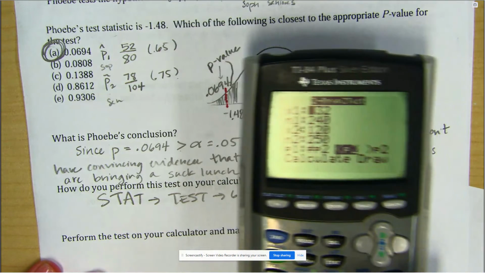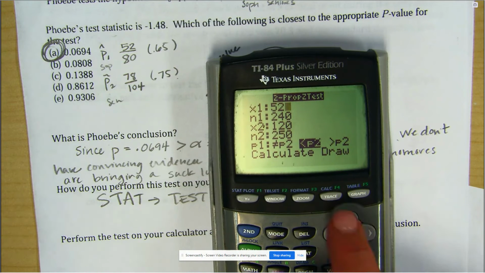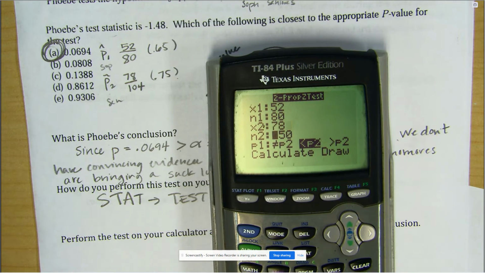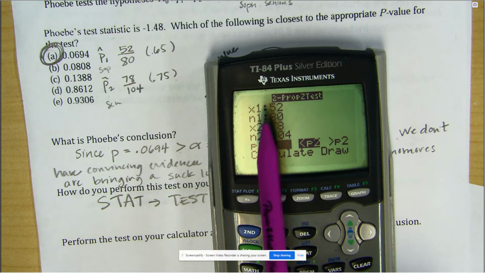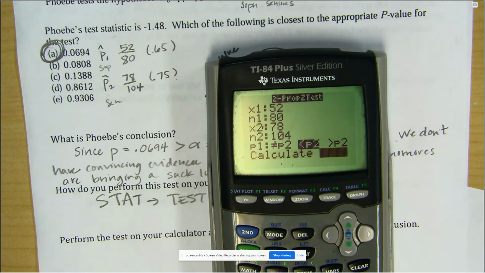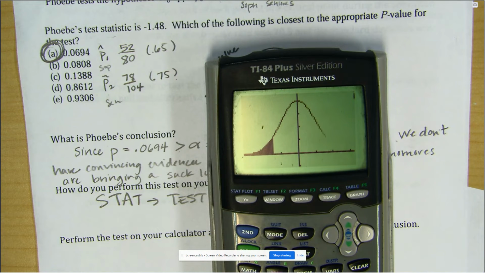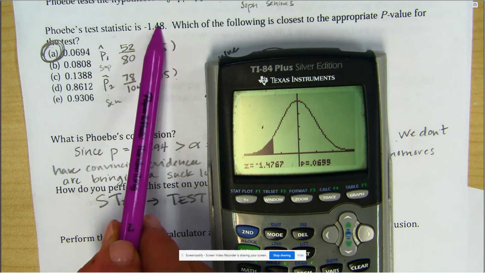All right. Do I have them? No, I already replaced them. So we have 52 out of 80. We have 78 out of 104. Okay, and we are less than because we were subtracting seniors from sophomores. Okay, let me draw it as well. Does this match? Yes. Negative 1.48, which is what she said they got for this test statistic.